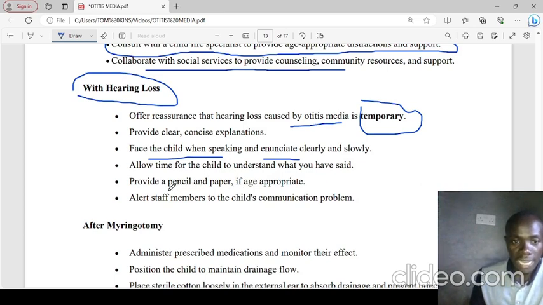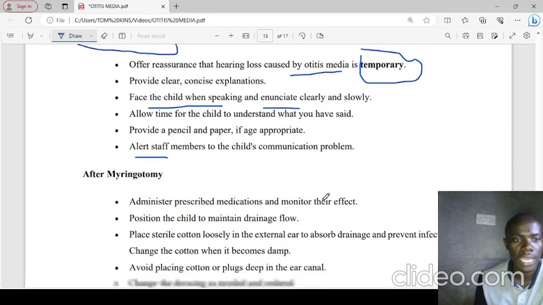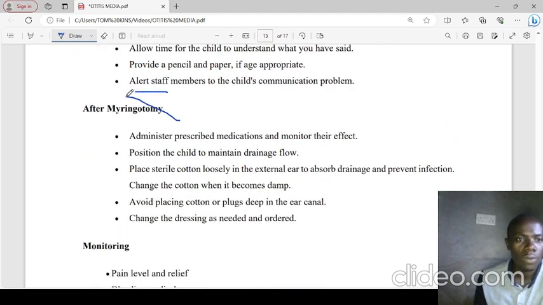In case the child is able to write, you can provide a pencil and a pen. You need to alert the other staff about the child's communication problem so that they can be able to support. What about after the patient comes from laryngotomy?